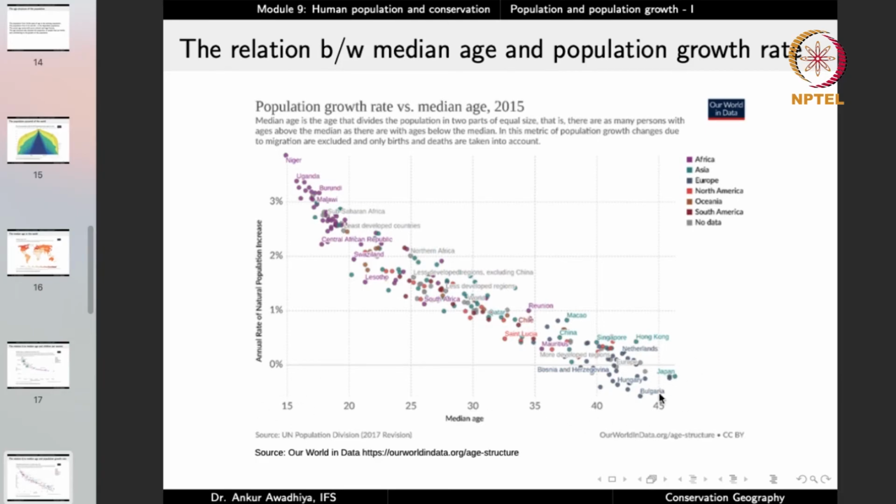On the other hand, in countries like Japan, the annual rate of population growth is actually negative, because so few children are being born that the median age has increased a lot.